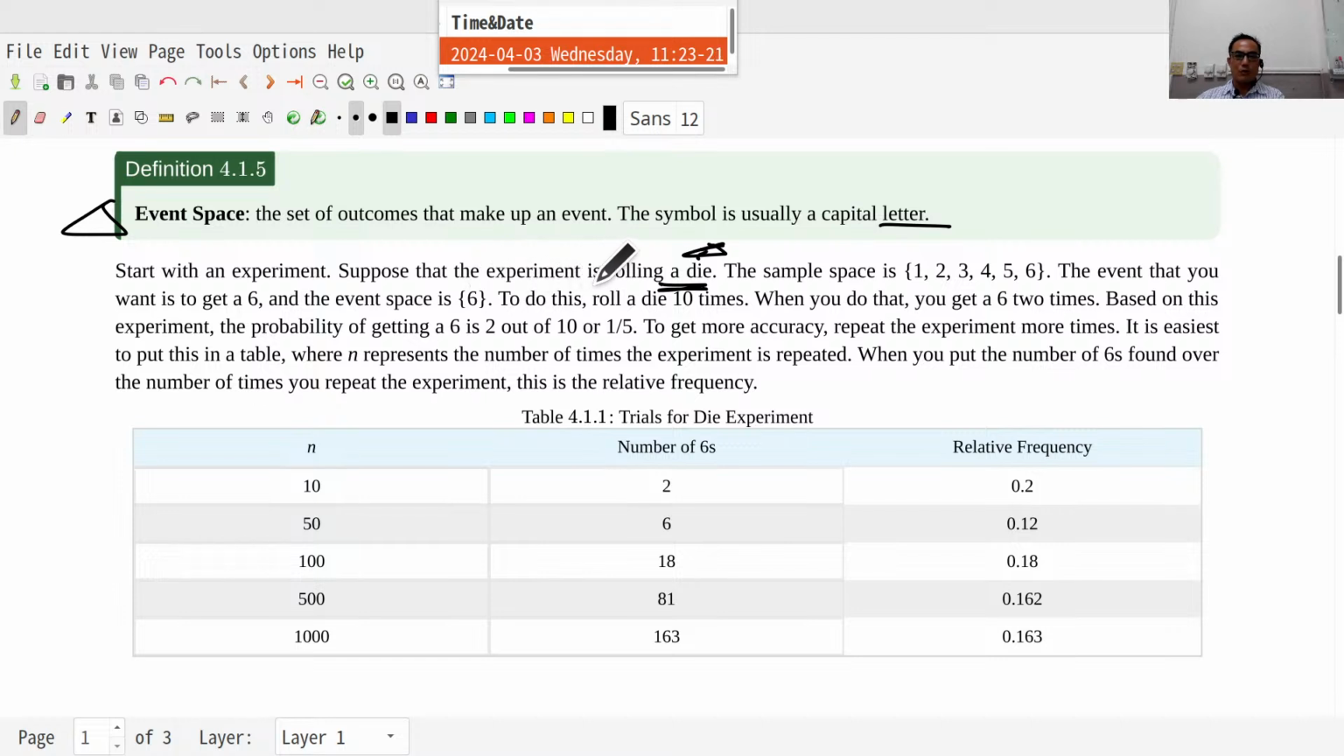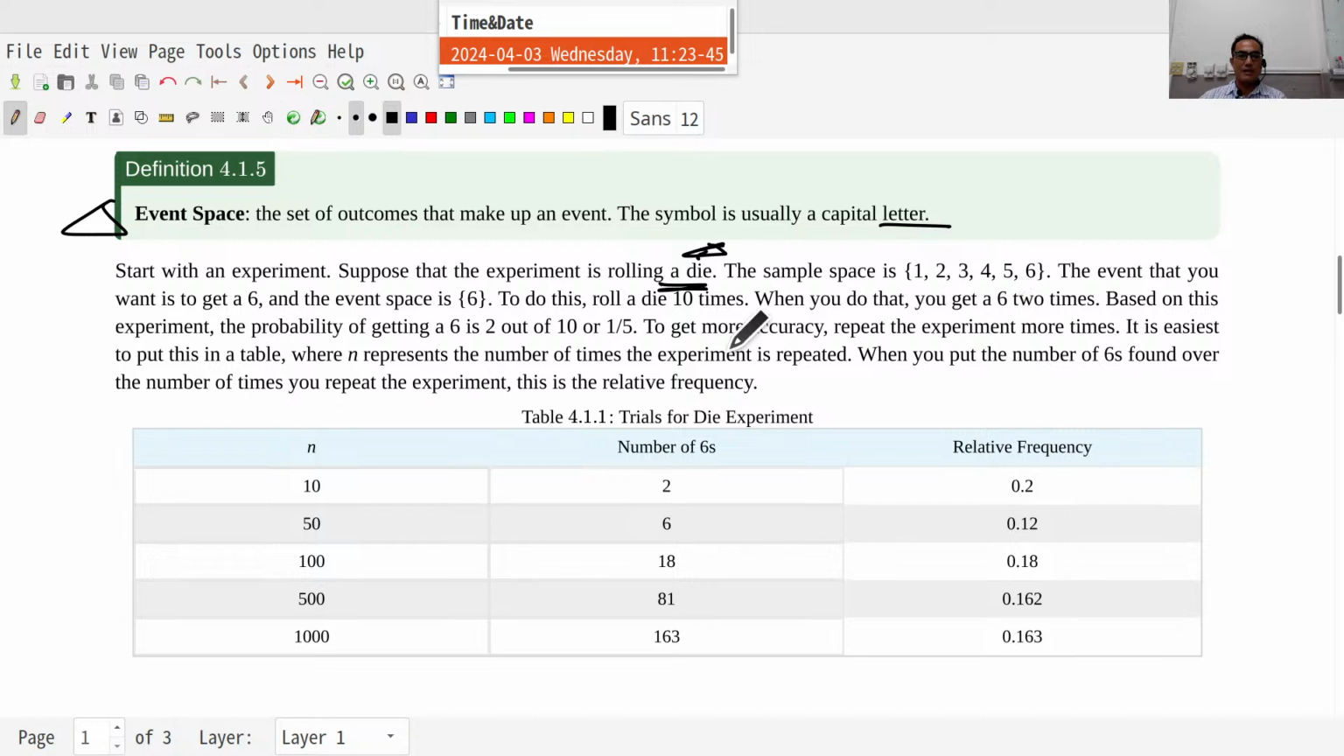To do this, roll a dice 10 times. When you do that, you will get 6 for 2 times. Based on this experiment, the probability of getting a 6 is 2 out of 10, or 1/5. To get more accuracy, repeat the experiment more times.